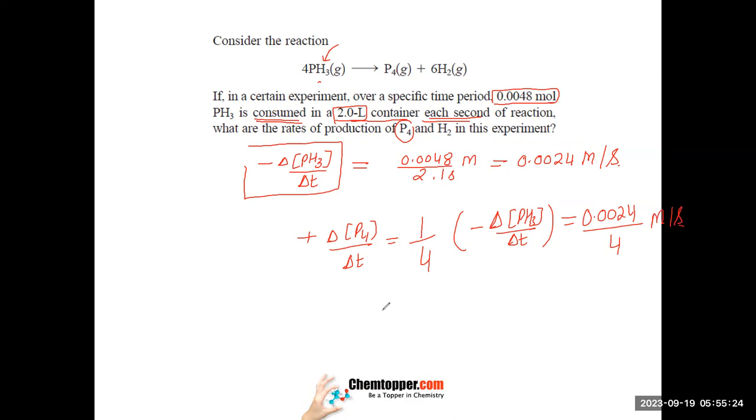So I'm sure you can handle this part. H2 is here. You can work H2 with P4. H2 will be 6 times of P4, isn't it? P4 you worked out as 0.0006. Take care of the sig fig. How many sig fig in this number? 2. How many sig fig in this number? 2. So you are going to say your answer as 0.0060 molar per second.